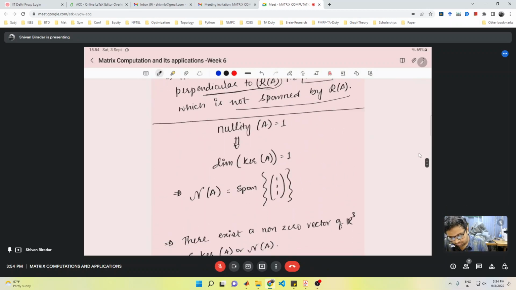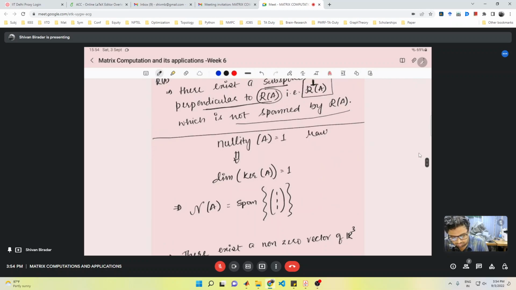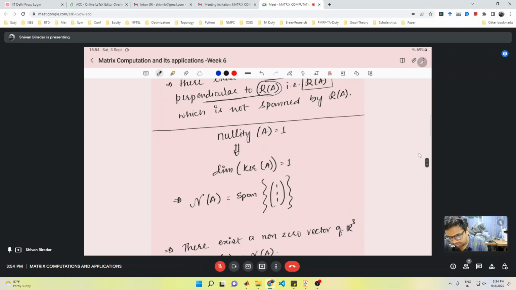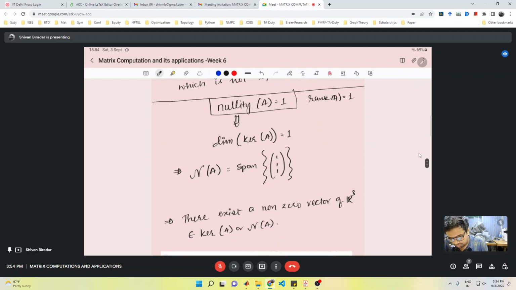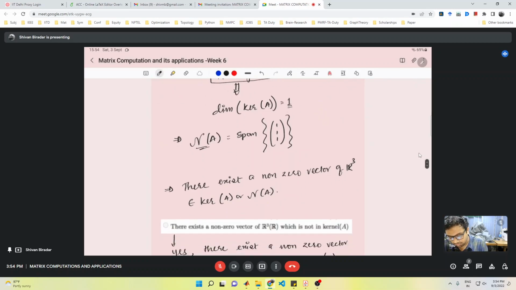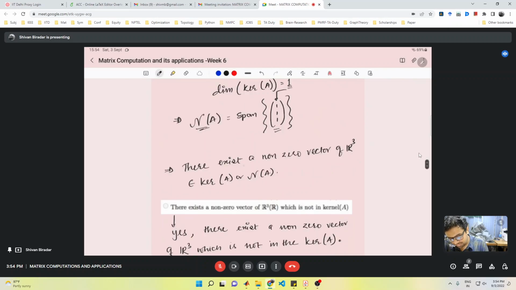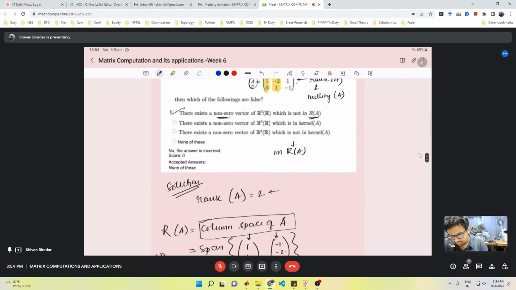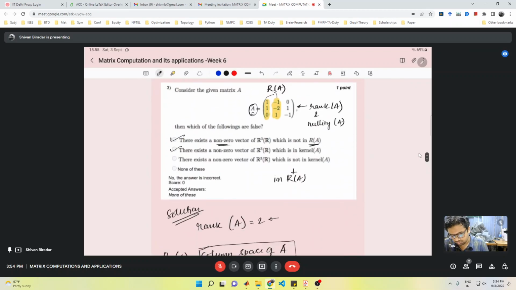So from the rank nullity theorem, not rank nullity theorem, by common sense we say the nullity of A is equal to 1. This implies that the dimension of the kernel of A is equal to 1, which means that the null space of A is spanned by this vector. This is only one basis vector, and that is this vector. So this implies that there exists a non-zero vector of R3 which belongs to the kernel of A. So this is also true, not false.